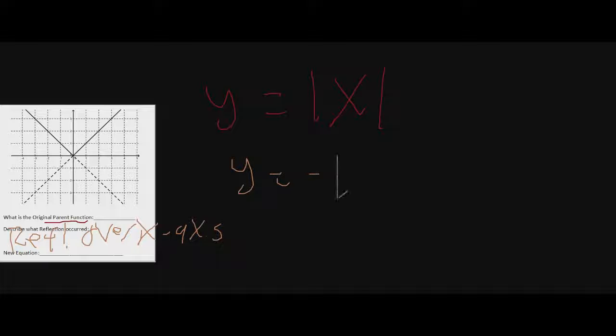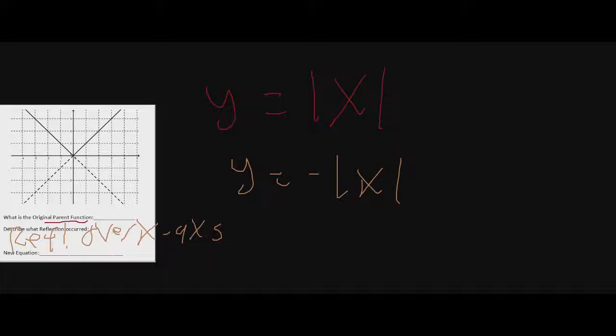Let's go down to this example. My parent function is V-shaped, so we're going to get y equals the absolute value of x. And what we notice is that this is the same thing. It's a reflection over the x-axis. So all we do is just put our negative on the outside. That's it, because we're multiplying our outputs.